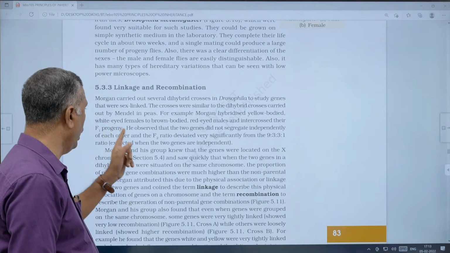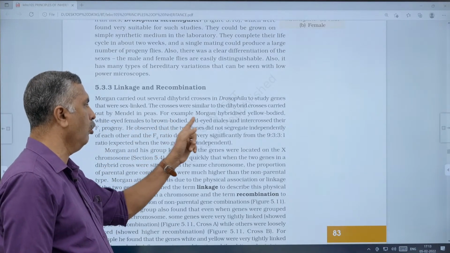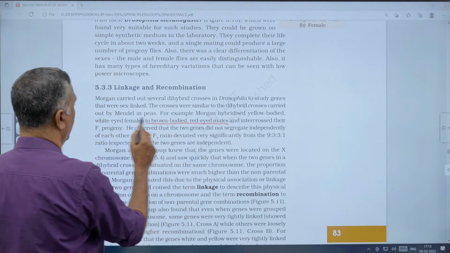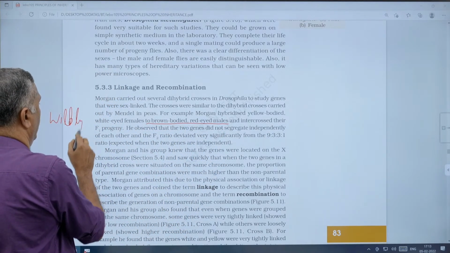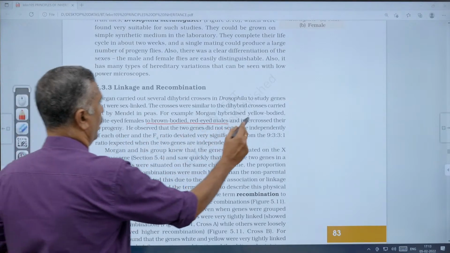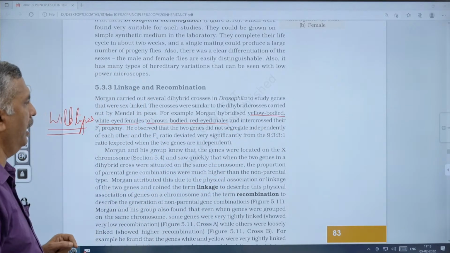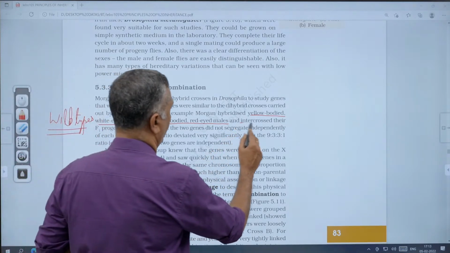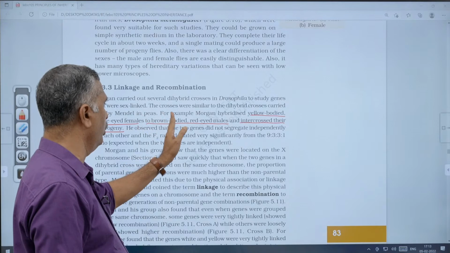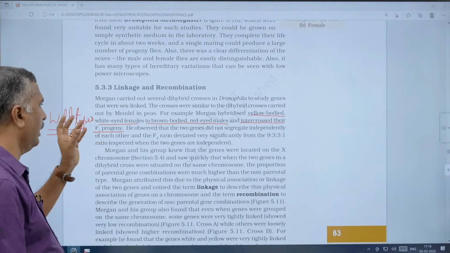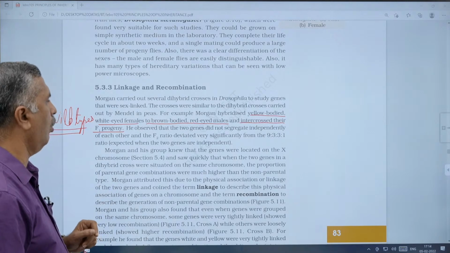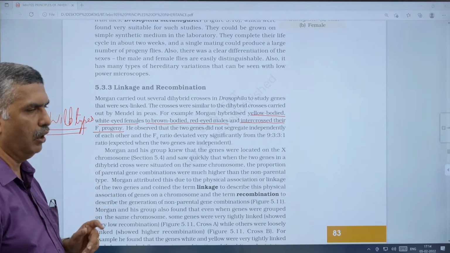The yellow-bodied, white-eyed females were crossed to brown-bodied, red-eyed males. Brown body and red eyes are called wild types. The yellow-bodied, white-eyed females and brown-bodied, red-eyed males are the parentals. They get the F1 progeny, and then the F1 progeny are intercrossed. What is the result in the F2? What result did he observe?